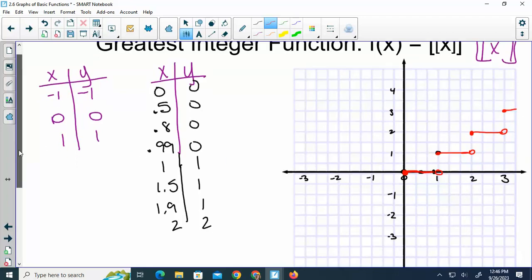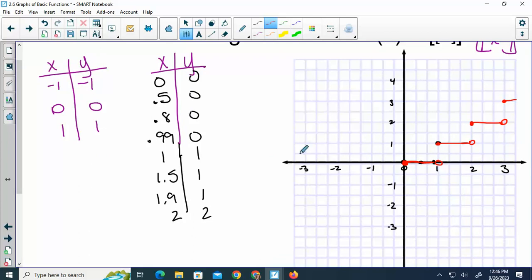Also goes the negative way. So if I were putting in like negative 0.5. Negative 0.5 is between negative 1 and 0. What's the smaller one? Negative 1. So at negative 0.5 we're getting out negative 1. If I put in negative 1, I get negative 1.